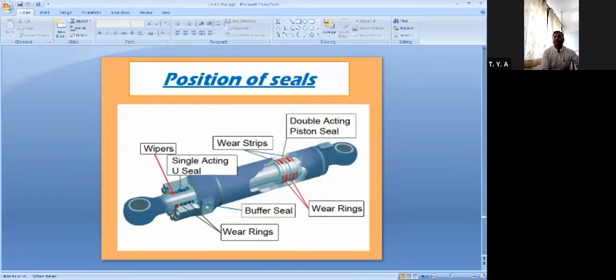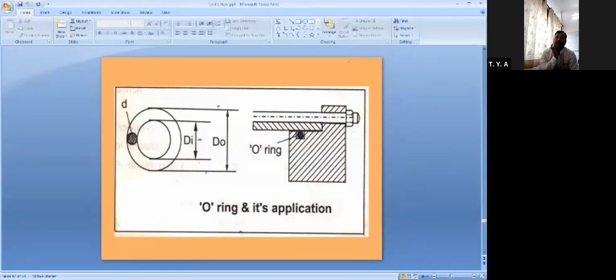Now before going to that, you can see where seals are positioned in the different actuators. You can see the single acting U seal, it is here. Then the bumper seal, where rings are used, where strips are there, and double acting piston seals are there. These are the seals we have observed in many applications. Now I was talking about the O-ring.